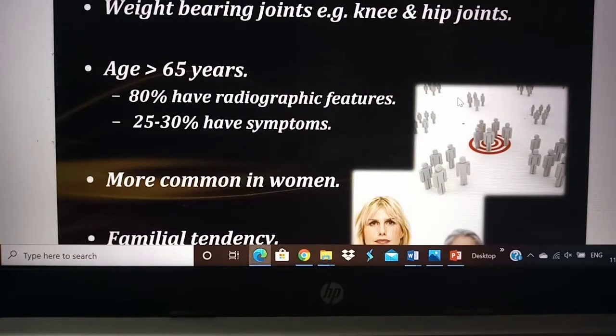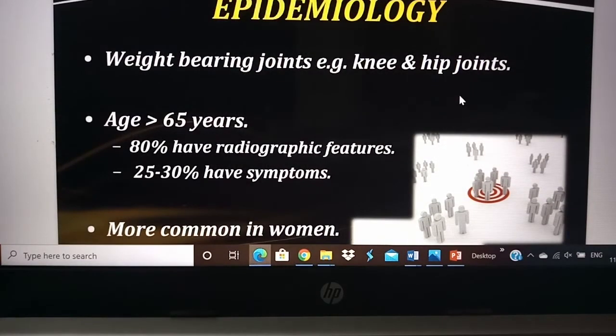Let's see the epidemiology. It is commonly seen in the weight bearing joints. What are the weight bearing joints? Hips and knees are the common weight bearing joints. When we stand, the weight of the body goes through the knee joint, after it goes through the hip joint. So these are the major weight bearing joints, and these become damaged in people who are above 65 years. 80% of these people above 65 years have radiographic changes. If you see in the x-ray, you will find that the joint surface has got eroded and there is new bone formation in some of the people.